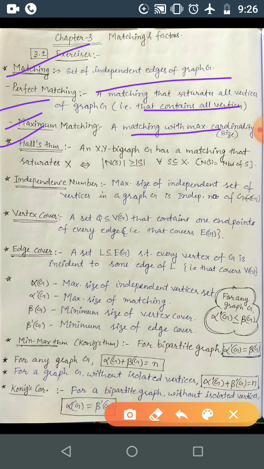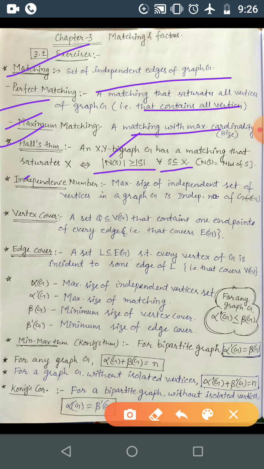An XY bigraph, or you can just say a bipartite graph G, has a matching that saturates X, that is a matching with cardinality |X|, if and only if this condition, Hall's condition, holds for all S subset of X. S is any subset of X, and N(S) is the neighborhood of all the points from S. This is the union of neighborhoods.